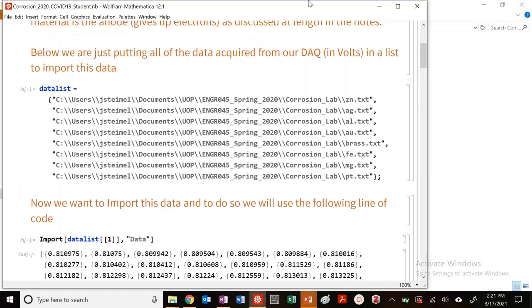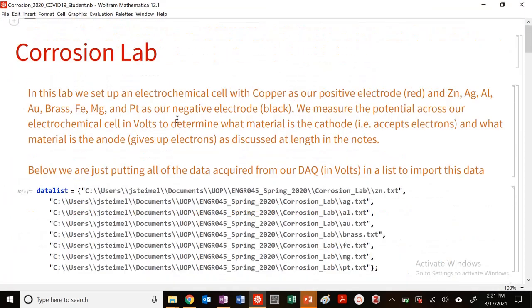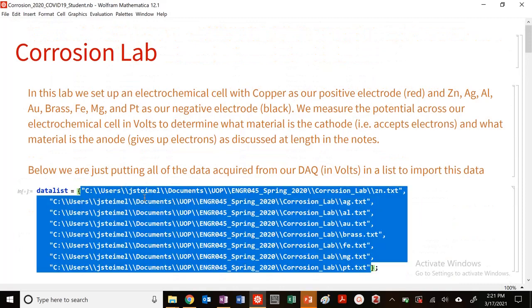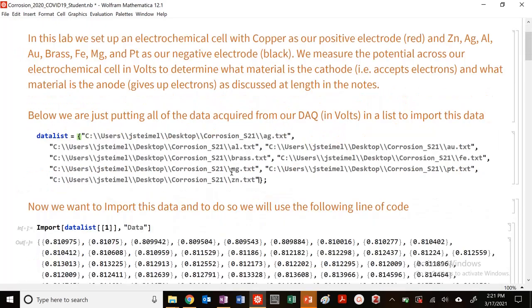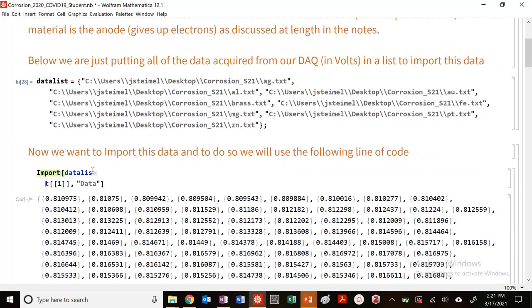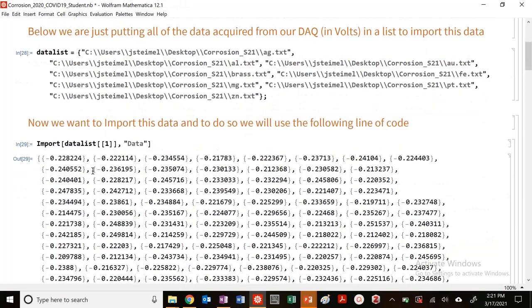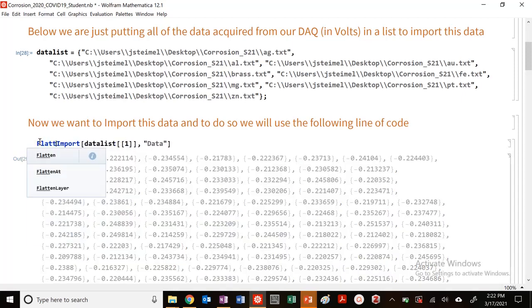So let's open up our notebook and put all these values in. These are all of my data files. Let's look at the first one, for example. Okay, we import this data, and whenever you have curly brackets, we want to get rid of that, so we are going to flatten the values.